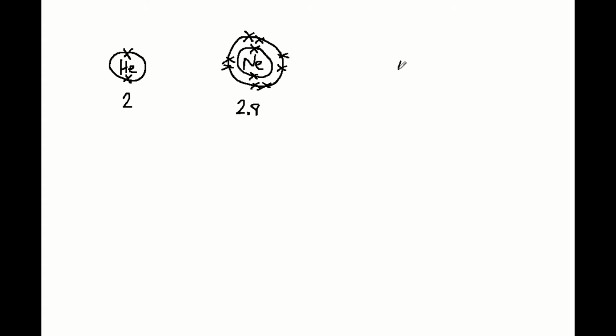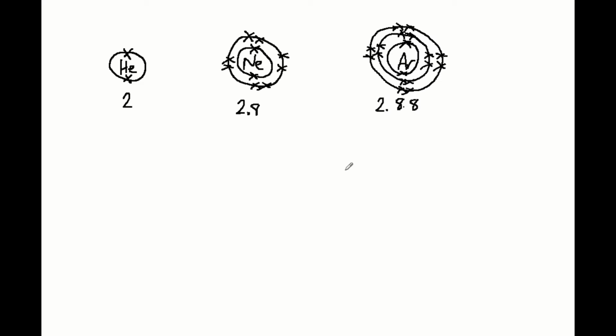And then we've got argon. So the first 2 electrons for argon go on the first shell. Then we get the next 8 on the second shell. And then we have a third shell, which again has the 8 to take it up to its 18. So that one is 2, 8, 8.